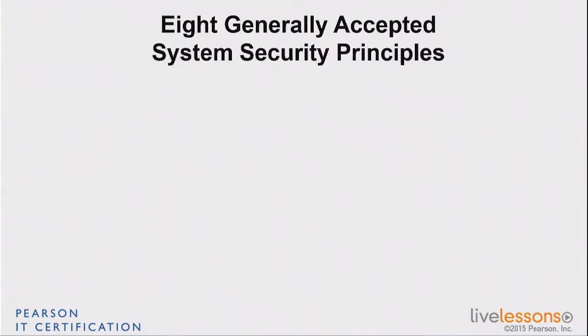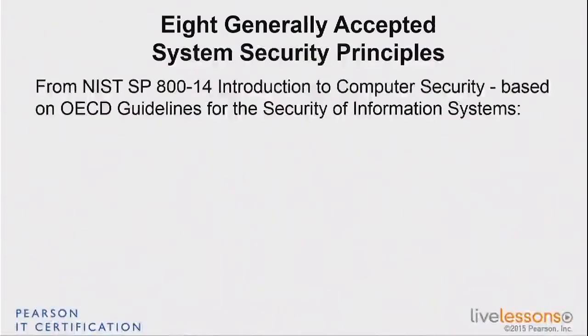So there are 8 generally accepted system security principles that I want to share with you that really relate to governance and due care and due diligence and strategic alignment. These 8 generally accepted principles were published in the NIST Special Publication 800-14, the Introduction to Computer Security, and it was based on the OECD guidelines for the security of information systems. Now, the OECD is the Organization for Economic Cooperation and Development. So let's look through these 8 and relate back to what we've been talking about.